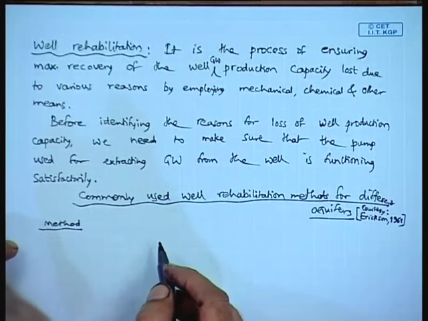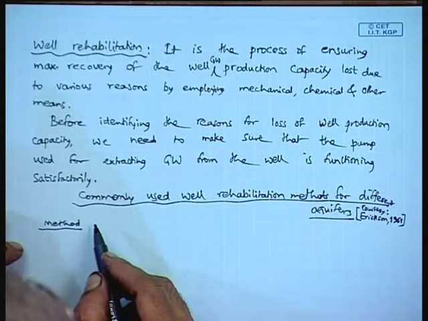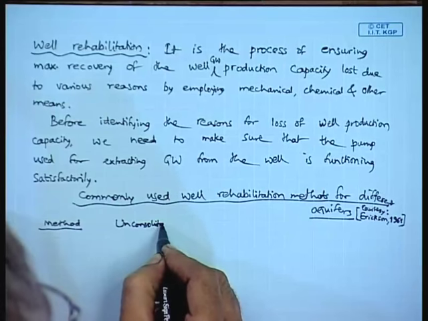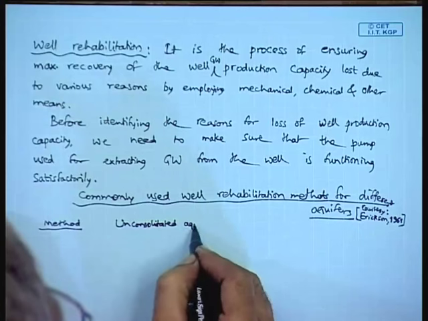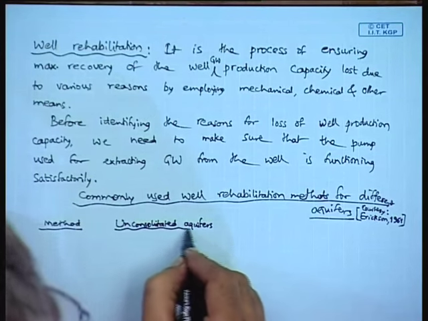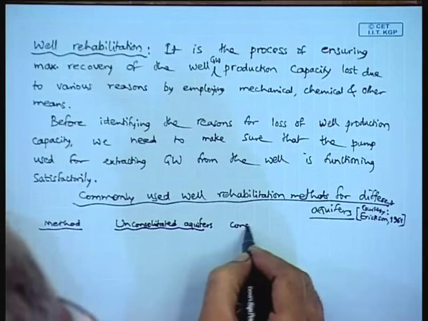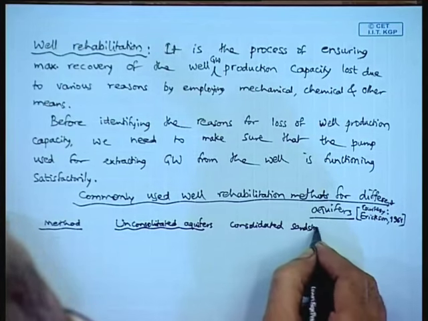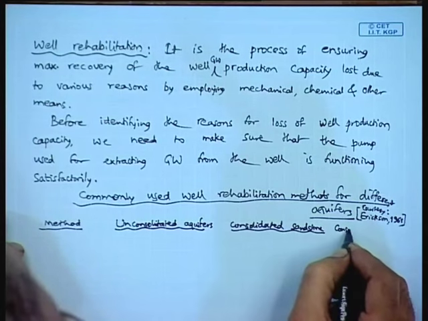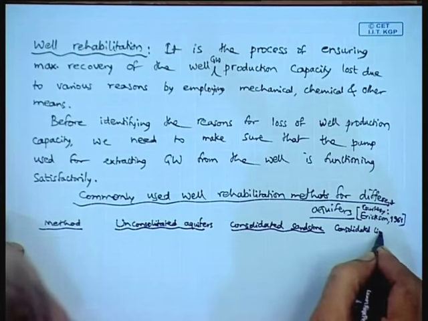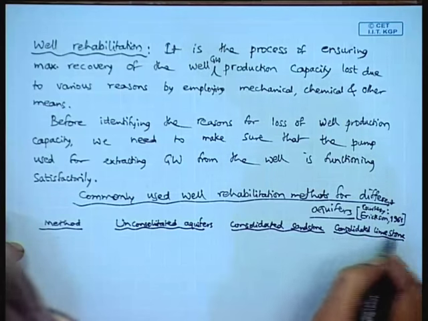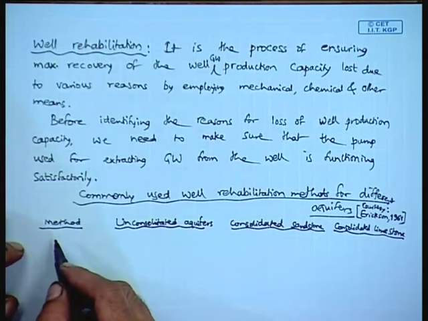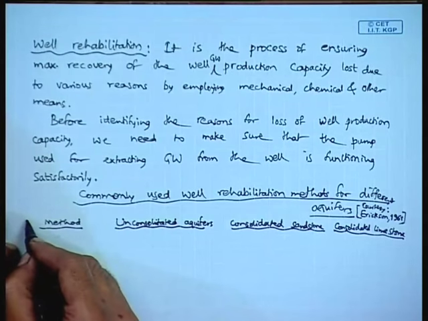So here the first column represents the method, and then unconsolidated aquifers, then consolidated sandstone, and lastly consolidated limestone. So these are the three different formations, and for each of them we list how the method works. Here you can also have the serial number.